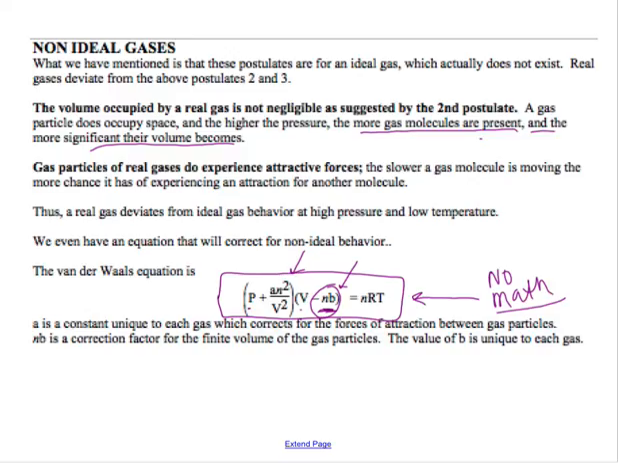Nobody's writing anything down. That's what you need to know. I need to see you writing some stuff down. You need to know this. You don't have to do math with it, but you need to know you subtract from the volume term because we're trying to compensate for the extra volume that real gases have.